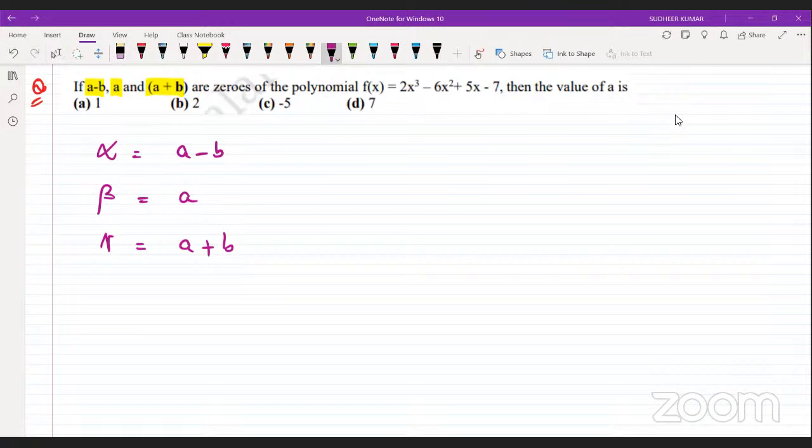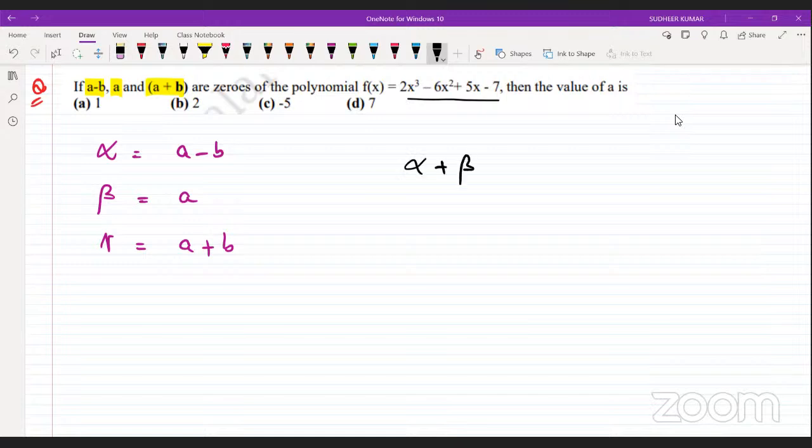Let's take the sum of the zeros, because if you add these three, minus b plus b gets cancelled, right? So we'll get only one variable a. So let's use this concept. If we compare with the equation ax cube plus bx square plus cx plus d, the standard form of the cubic polynomial, the x cube coefficient is 2, the x square coefficient is minus 6, the x coefficient is 5 and the constant is minus 7.